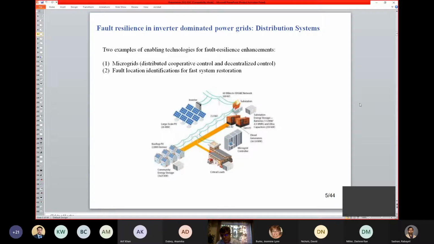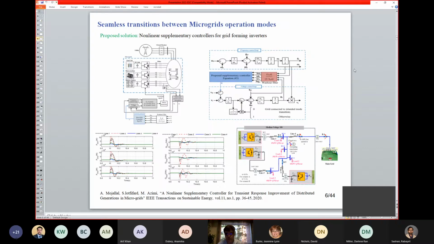So for distribution systems, two of the enabling technologies that we could think of were creating microgrids and also fast restoration of power systems. Of course, there are many more technologies, but these are what we work on. As far as the microgrid goes, when the fault happens, one way to enhance the fault response of the system is to create microgrids.